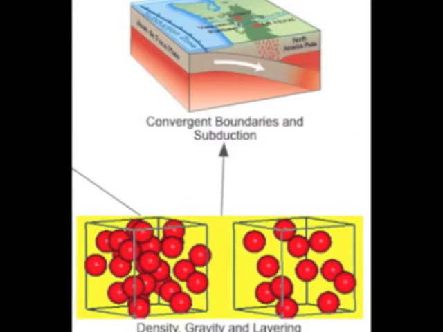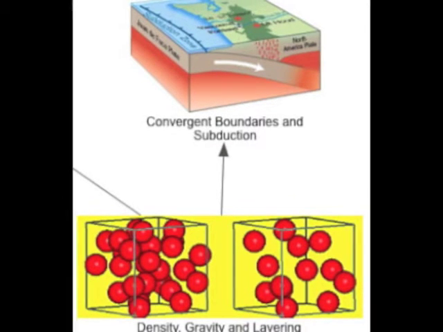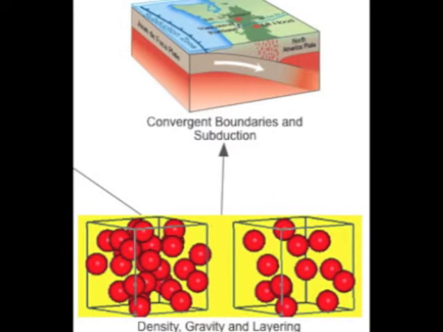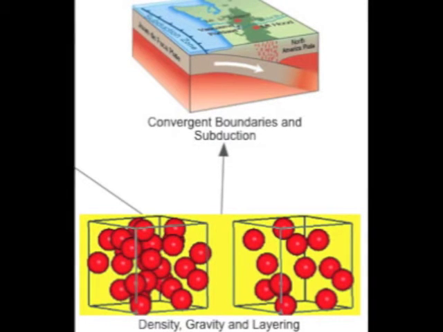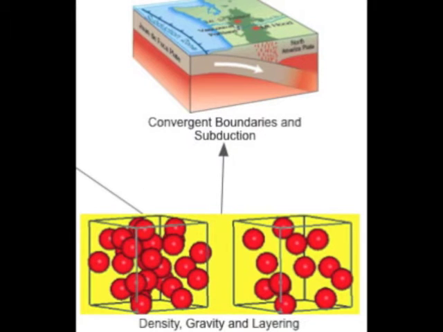To understand, say, convergent boundaries in plate tectonics, and why when an oceanic plate meets a continental plate, the oceanic plate drops underneath the continental plate, you need to have this grasp of density. Why would that oceanic plate drop underneath it? Well, it's more dense. It's more pulled by gravity.